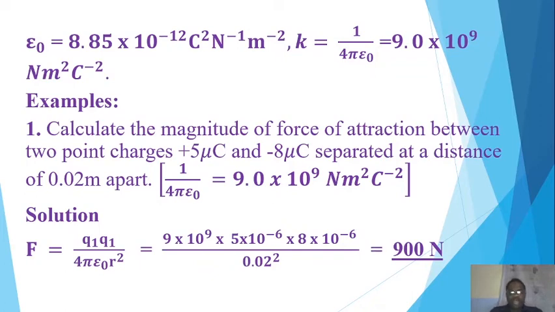Now, when you look at the calculation, you remember that micro means 10 raised to the power minus 6, and that is why we have 5 times 10 to the power minus 6. Likewise, in the 8 times 10 raised to the power minus 6, they are submultiples which we have studied in SS1.